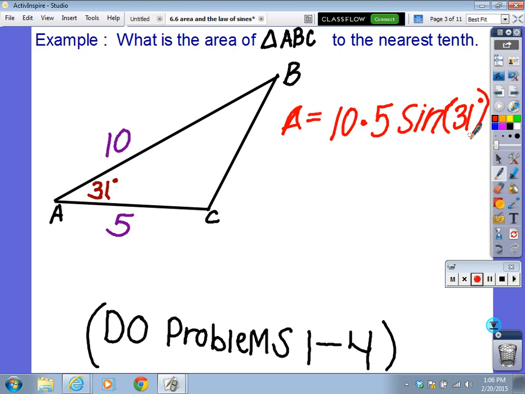Now it's important that you put your calculator in degree mode. We're finding the area, but since we're plugging in this 31 degrees, we need to make sure we have our calculator in degree mode.